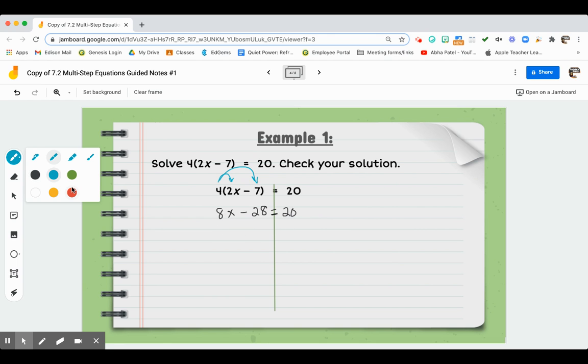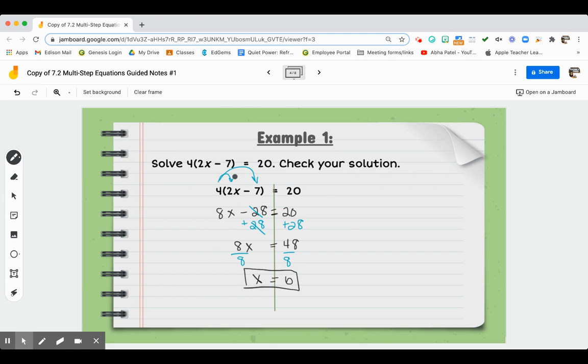You're going to follow the equation solving technique. So add 28, and you're going to get 8x is equal to 48. Divide by 8. So x is equal to 6.